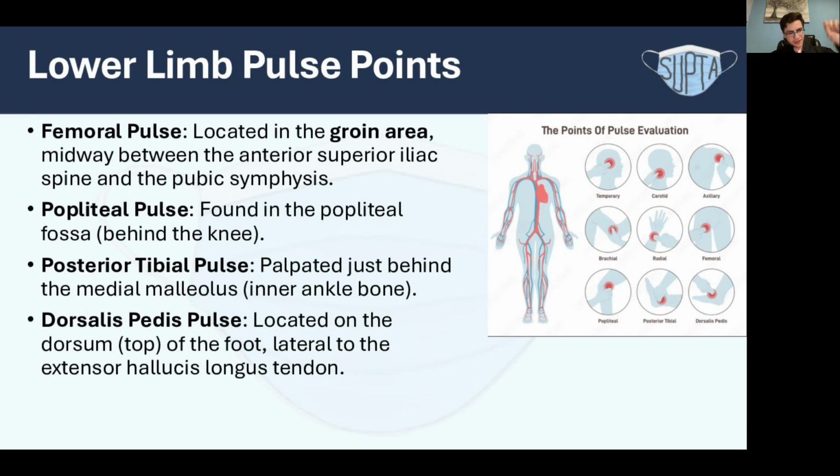And so this is the first landmark, and then the second landmark is the pubic symphysis, which connects the two hip bones. And then somewhere in between them, that's where you feel the femoral pulse. Sometimes it's a bit deep, so you have to be pressing a little bit deeply.